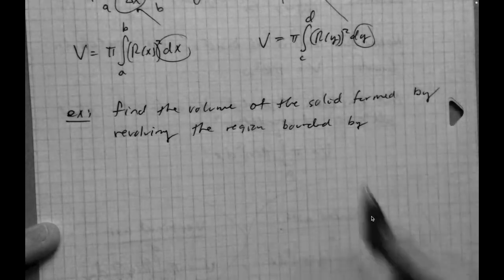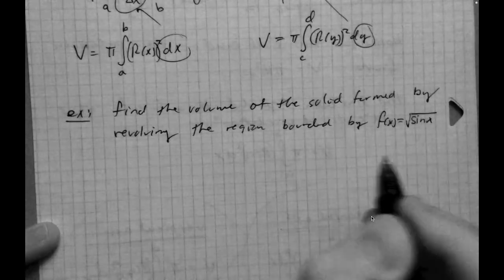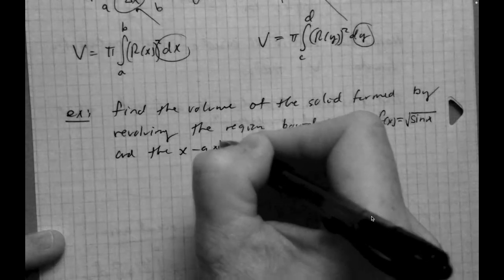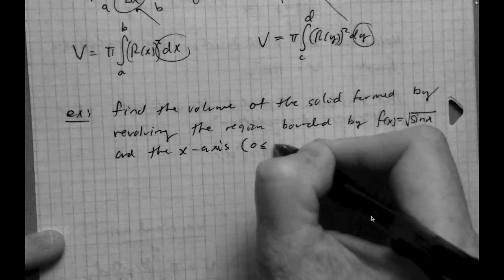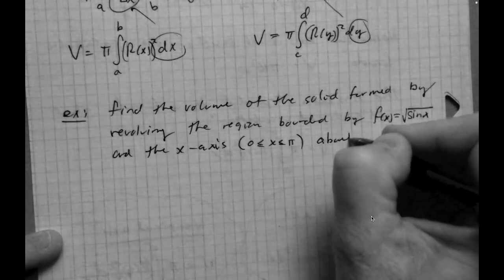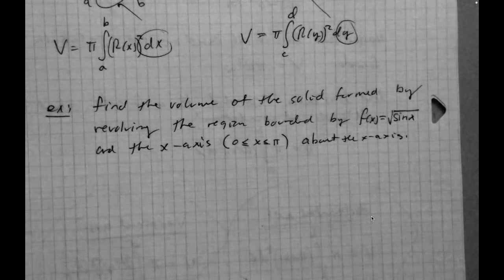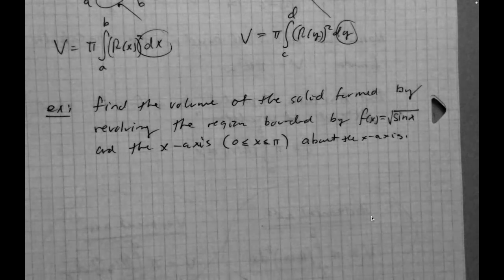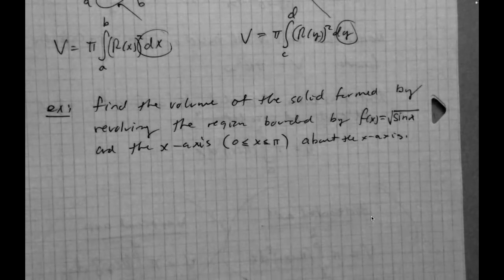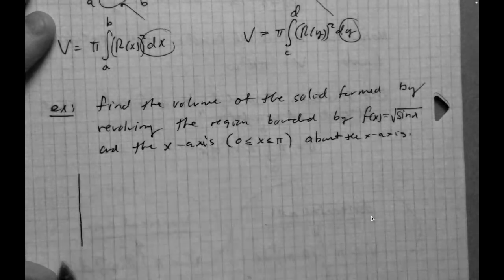bounded by, here's our function, f of x equals the square root of sine of x, and the x-axis on a particular interval, 0 less than or equal to x less than or equal to pi. Now we're revolving about the x-axis. So these problems are a little wordy. Find the volume of the solid formed by revolving the region bounded by the square root of sine of x and the x-axis, about the x-axis.